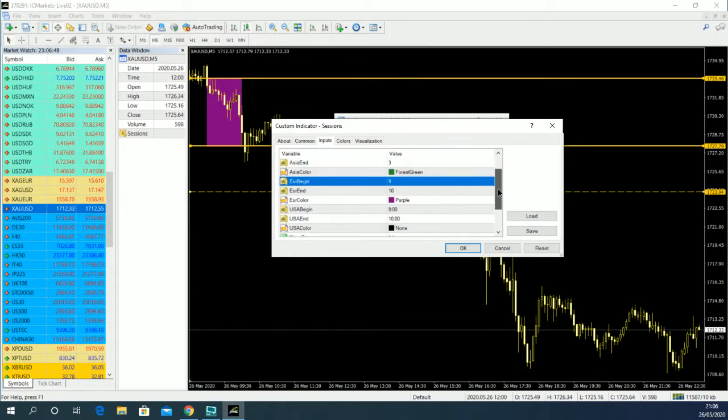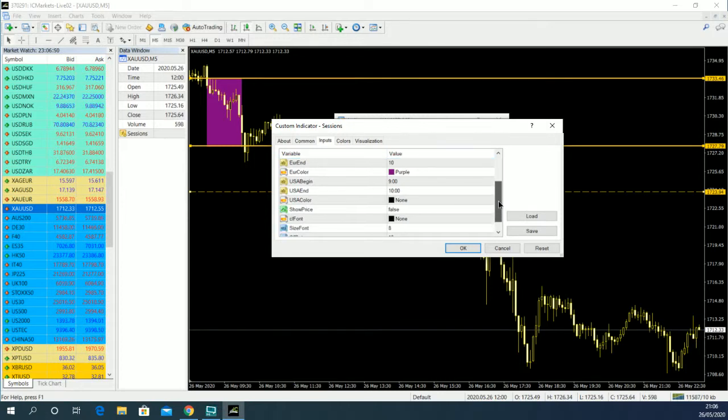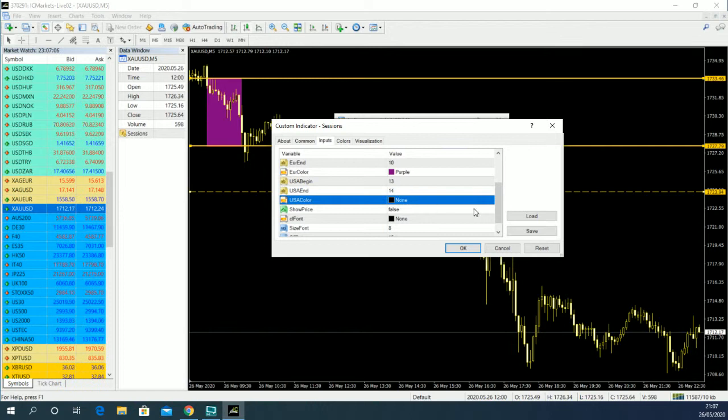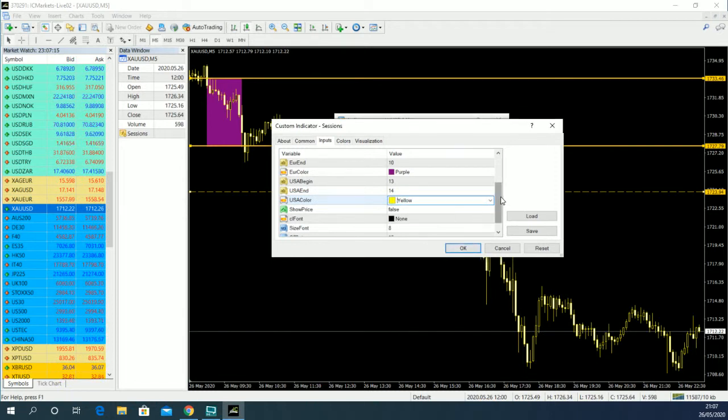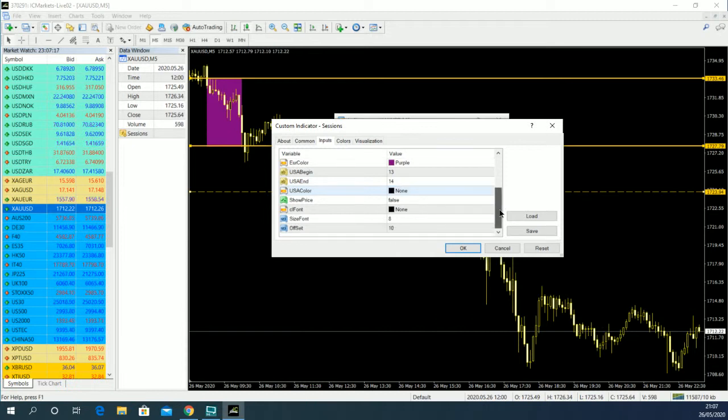Let's leave the Europe session there. And let's say you want to make an attempt at a US session. Let's say it starts at 13 and we end it at 14. Okay, let's say we start at 13 and end it at 14. Let's make that color whatever we want. Let's make it yellow. So now you have three things going on for you, right?